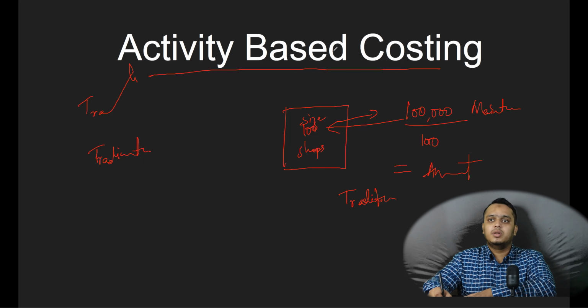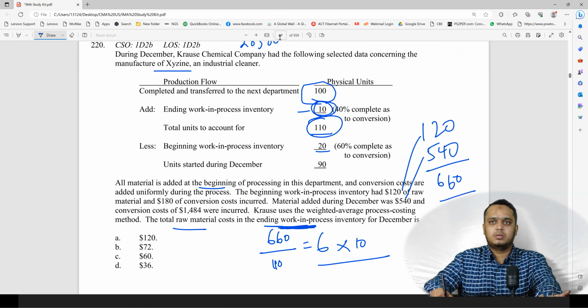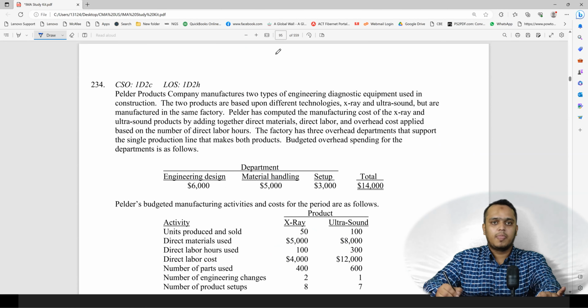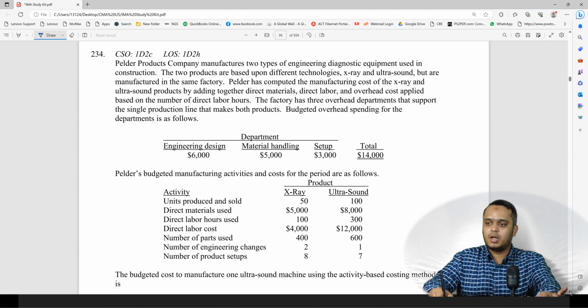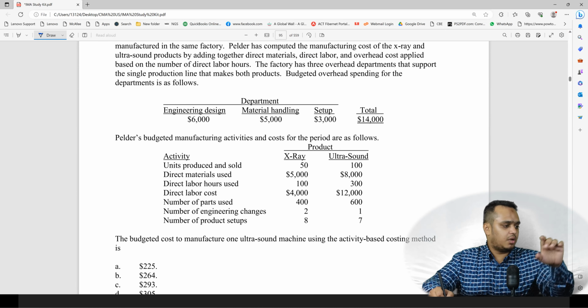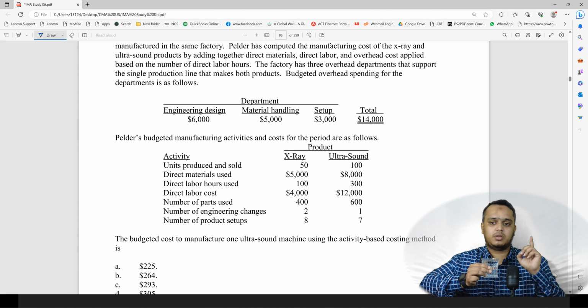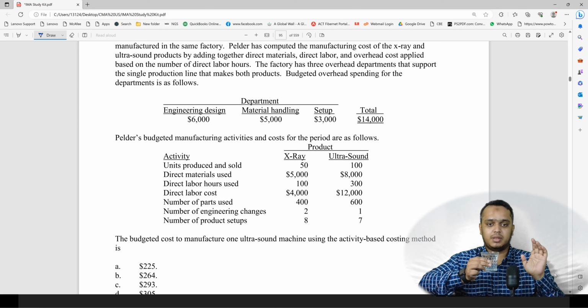Okay, so we'll go towards some questions related to it. Let me clear this off. I had written down where those questions were. Okay, here are the questions. Here is a question related to activity-based costing. On the face of it, the budgeted cost to manufacture one ultrasound machine using the activity-based costing method is.